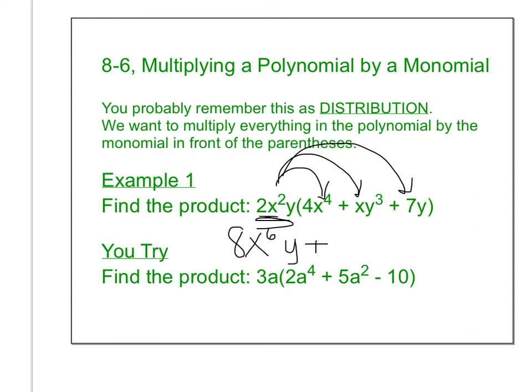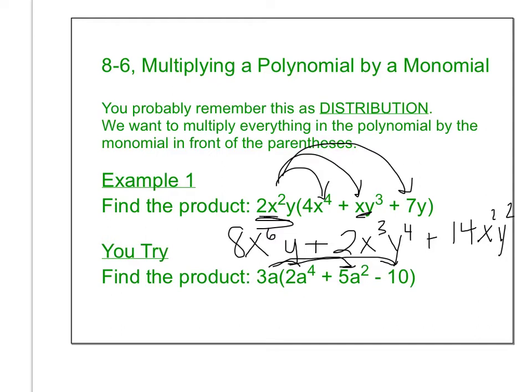Then we do the same thing. We're going to take your outside monomial and multiply it by xy cubed. So you're going to get 2 x to the 3rd, y to the 4th. And last but not least, you'll have 14 x squared y to the 2nd power. Okay. So you're just using distributive property. So again, with that second one, on the you try, if you'd like, pause this video, try that problem out, and then start it back up.